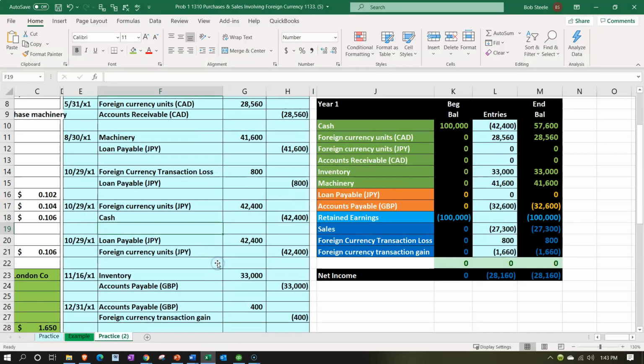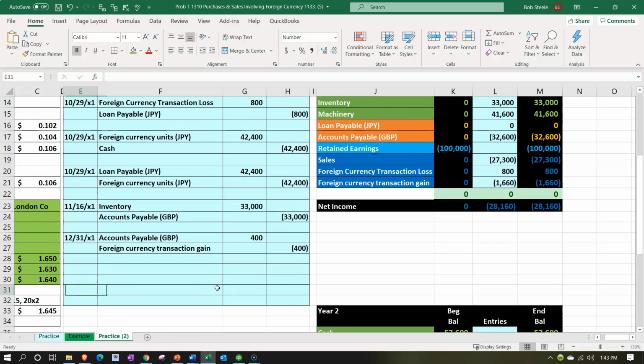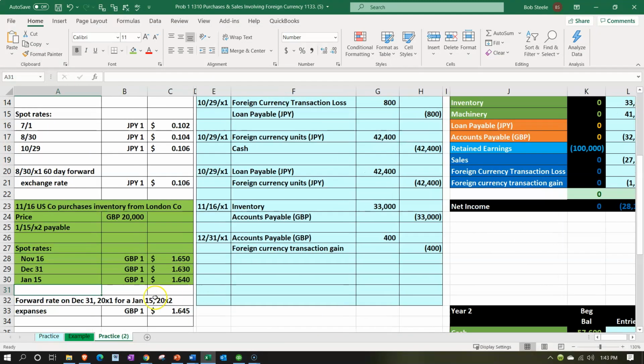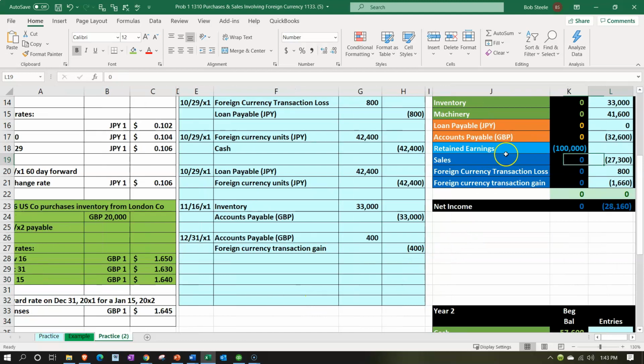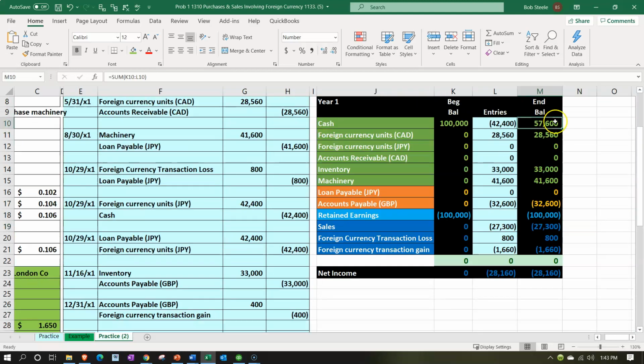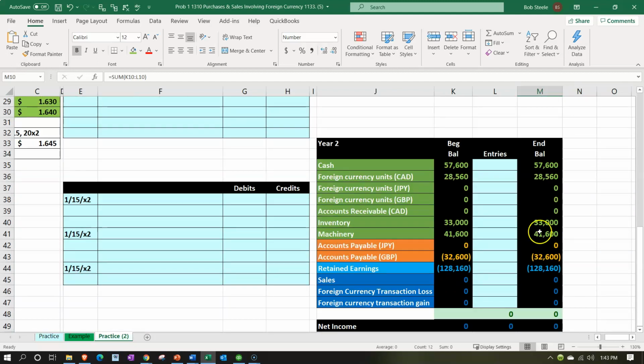So I'm going to jump on over to Excel, and we're going to say that we're imagining down here that we're going to be paying off the thing on January 15th of the following year. So that's going to be next year. So I'm going to basically take our information we had in Excel up top here and bring these ending balances down to our beginning balances down here.